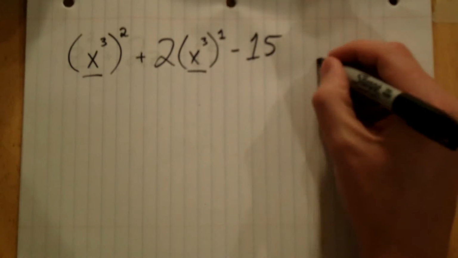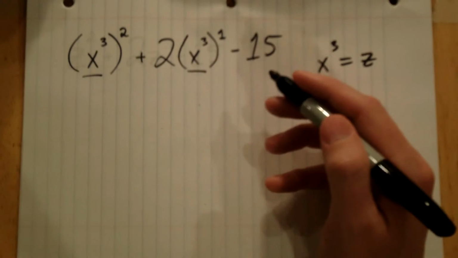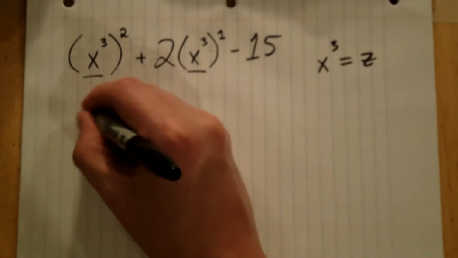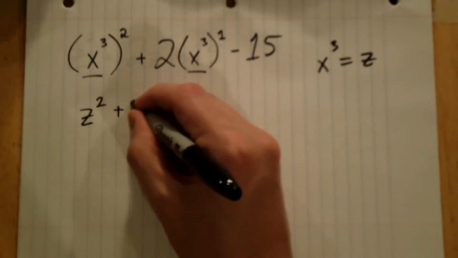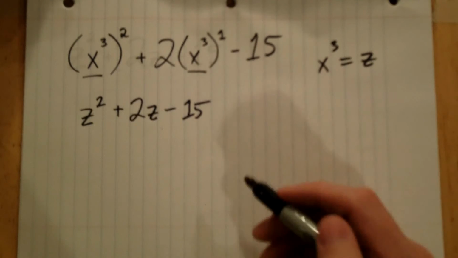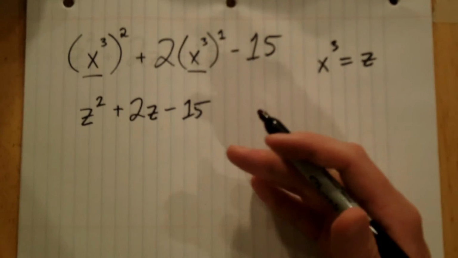So we're going to say x cubed equals z. Now we can rewrite the problem, replacing all of the x cubes with z's, and it'll look like this. z squared plus 2z minus 15. Well, now that looks exactly like a quadratic. In fact, it is a quadratic, and we can solve it exactly like a quadratic.